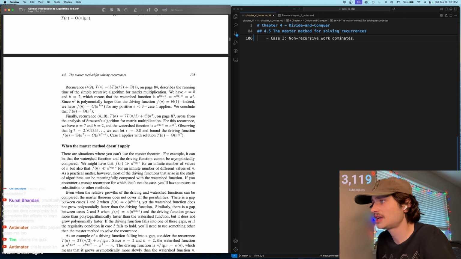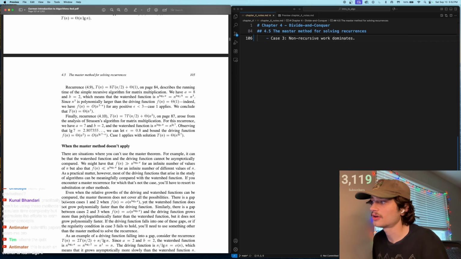Finally, recurrence 4.10, T of n equals 7T of n over 2 plus big theta of n squared, on page 87, arose from the analysis of Strassen's algorithm for matrix multiplication. For this recurrence, we have a equals 7 and b equals 2, and the watershed function is n to the power of log base b of a, which is equal to n to the power of log 7. Observing that log 7 is about 2.8, we can let epsilon equal 0.8, and the bound of the driving function f of n equals big theta of n squared, which is big O of n to the power of log 7 minus epsilon. Case 1 applies with the solution T of n equals big theta of n to the power of log 7.